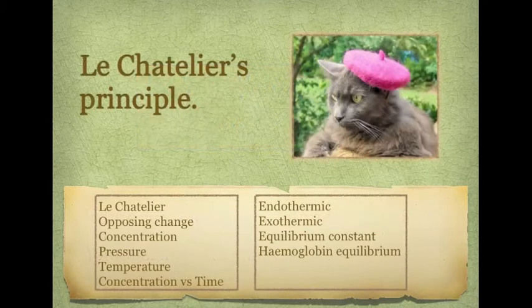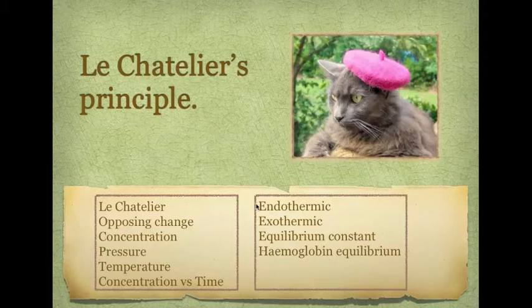Okay, here's Le Chatelier. Cute little picture of a cat with a French beret on it. That's because Mr. Henry Le Chatelier, or Henri Le Chatelier, was a Frenchman who came up with the principle that we're going to learn about in this video. Here's basically all the things that you need to know about, all the key words you need to use in terms of Le Chatelier's principle, and we're going to discuss those hopefully within about 12 minutes.